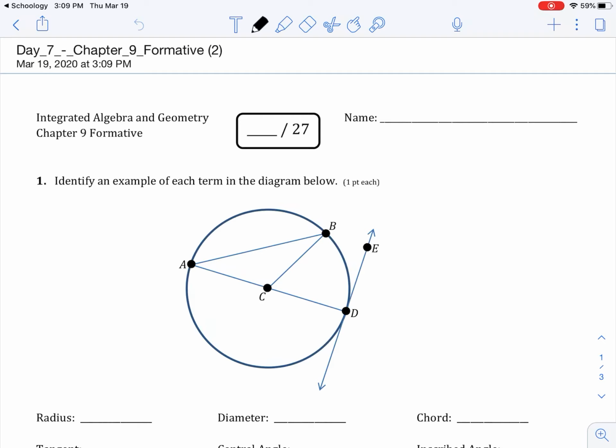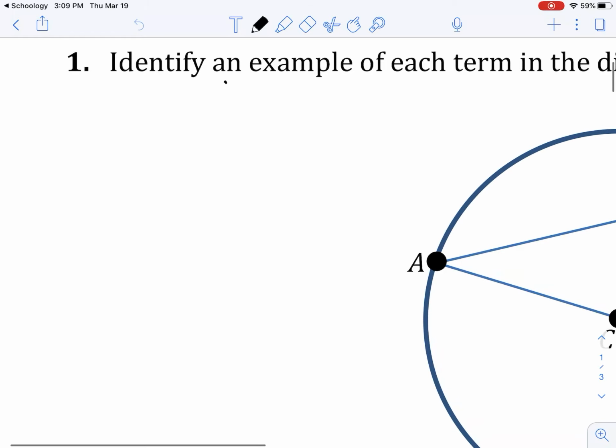Hey everybody, I decided to make an answer key of the formative so this way you can get an explanation of what you missed. Please feel free to fast forward to the problems that you got points taken off on.